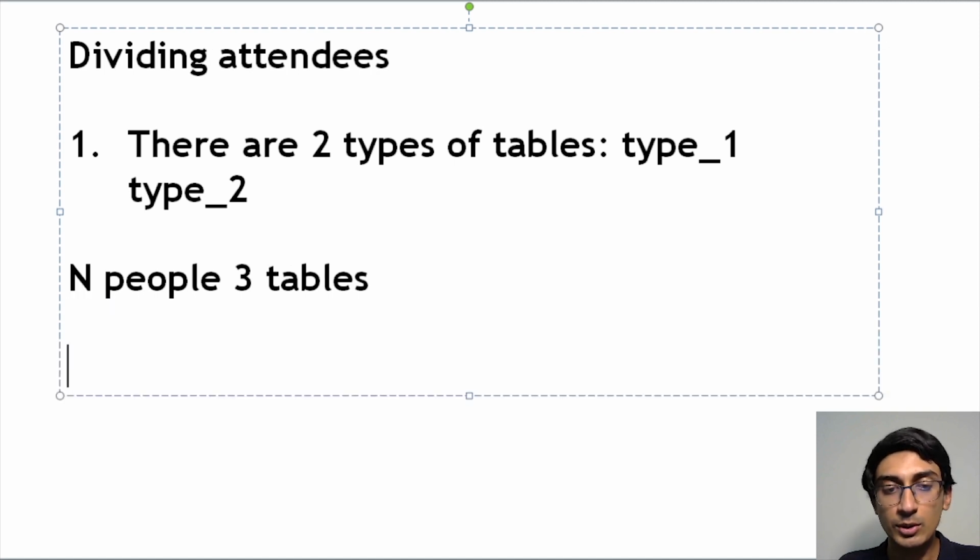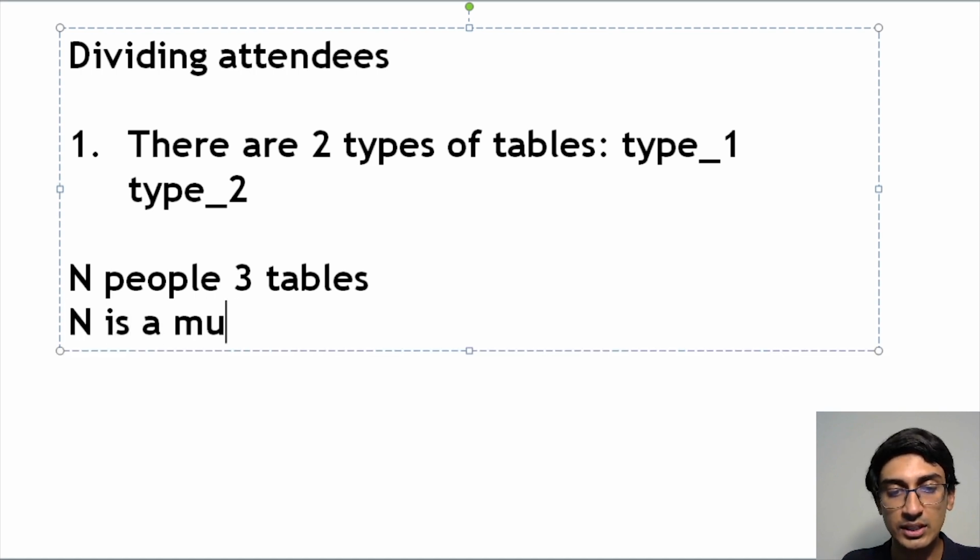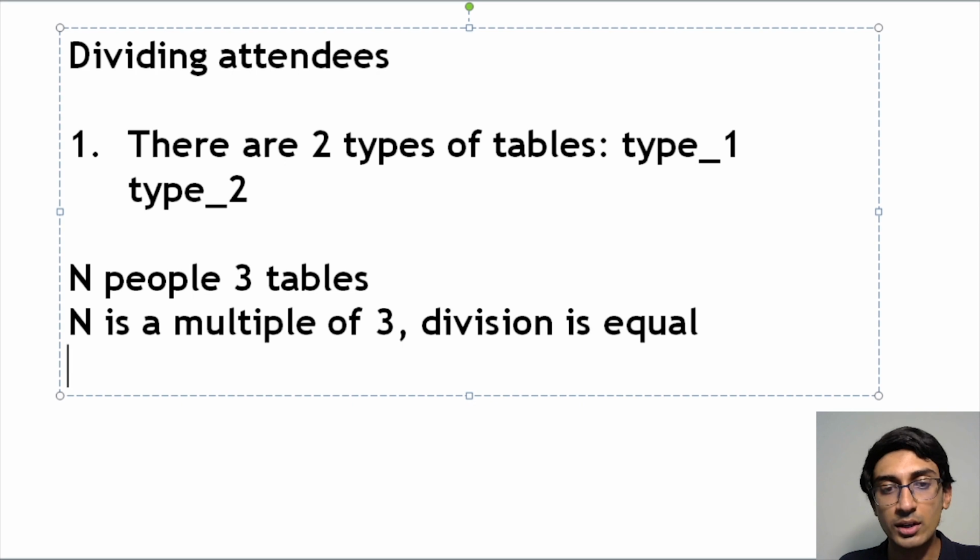I will be able to divide n equally into 3 if n mod 3 is equal to 0, which means if n is a multiple of 3, I will be able to divide n equally, right? So the division is equal. If not, then I will have to add 1 only to each number. What do I mean by this? Let's look at 10 and 3, right?